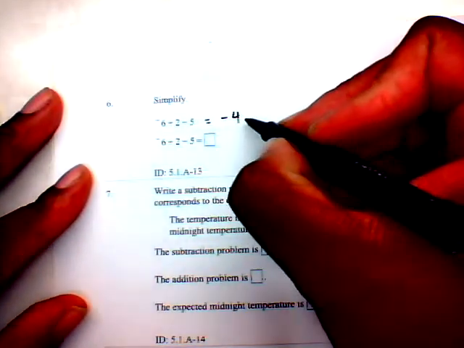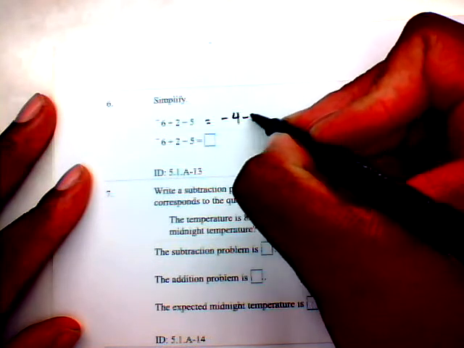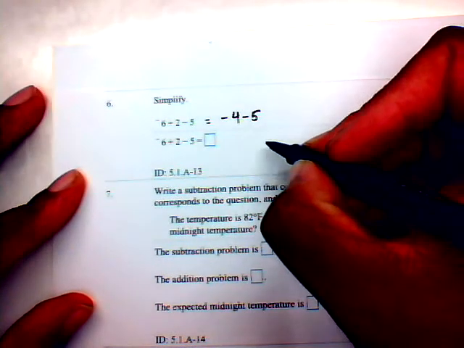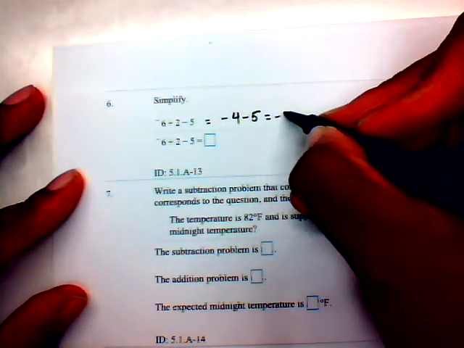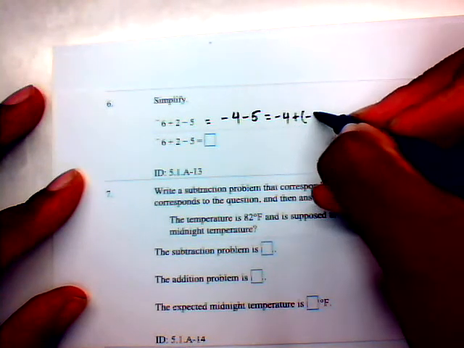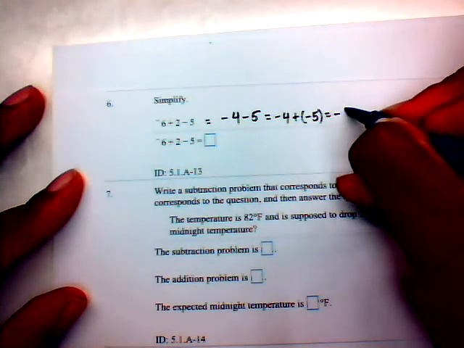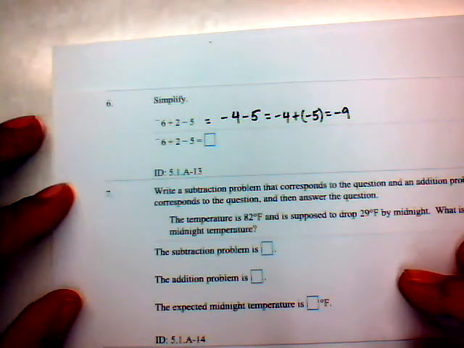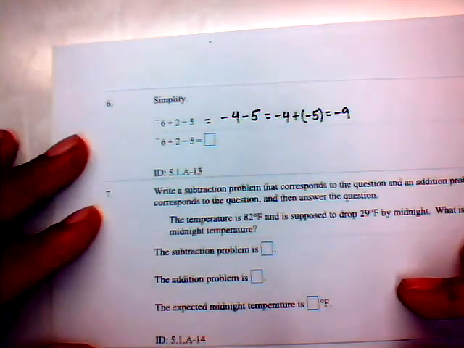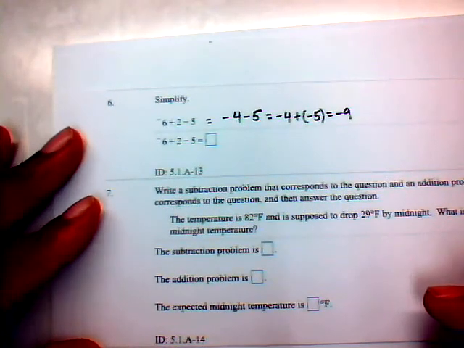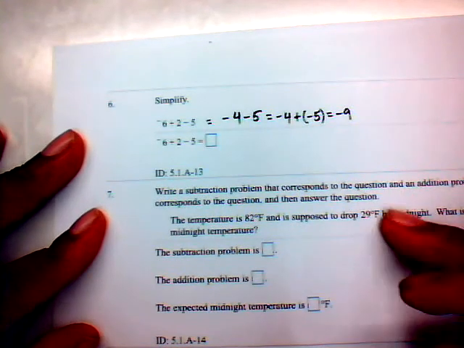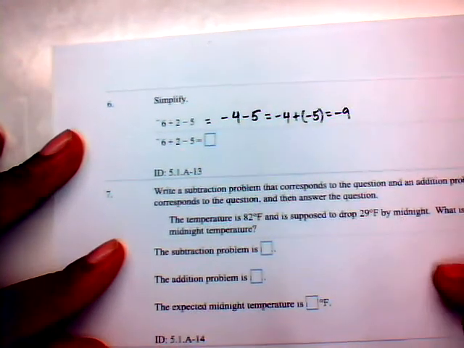And then you've got negative 4 minus 5. Well, negative 4 minus 5 is the same as, say, negative 4 plus negative 5, which is negative 9. Because when you subtract, that's the same as adding the opposite. So in this case, negative 6 plus 2 minus 5 will give you negative 9 as the final answer.